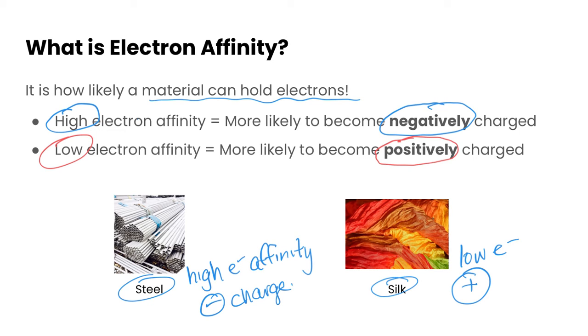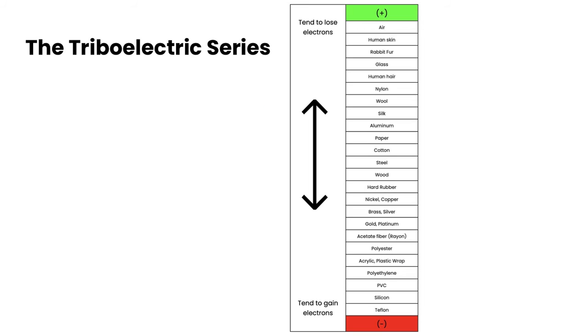Now, it depends what two items we're rubbing together in order to figure out which one has what charge. So this is where the Triboelectric Series comes into play. Now, the Triboelectric Series is a list of materials. So you can see all the materials listed here. These are just some, but it gives you a sense of all of the different types of materials. And it puts them in order, with those materials that tend to lose electrons up at the top. So remember, if they tend to lose electrons, it means they have a low electron affinity.